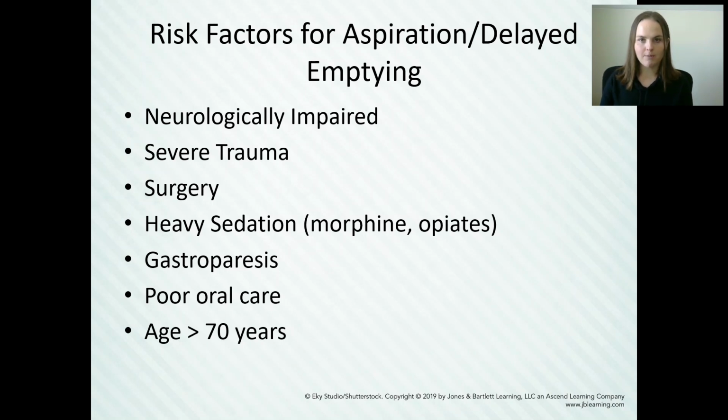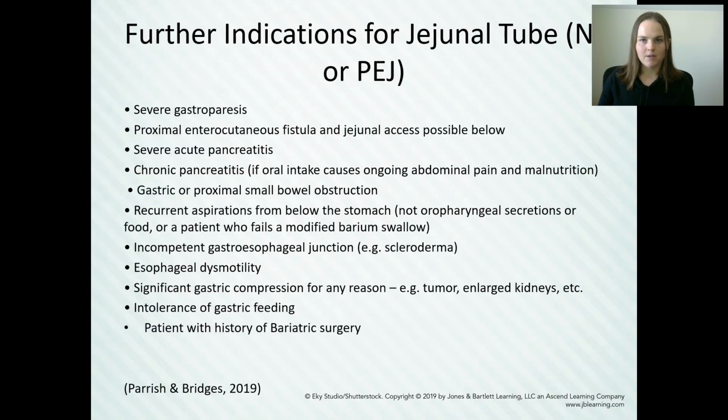Other indicators that might help you lean towards more of an NJ placement are gastroparesis or delayed emptying. Poor oral care and ages greater than 70 years can also be indications that a patient might do better with a small bowel placement. This is from the article that I assigned on J-tubes by Parrish and Bridges, and so they go through even more indications for a patient who would do better with a J-tube.